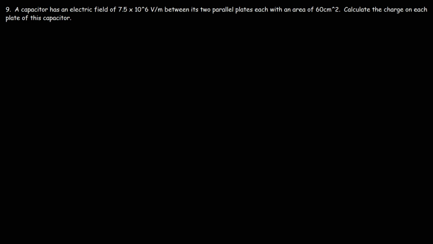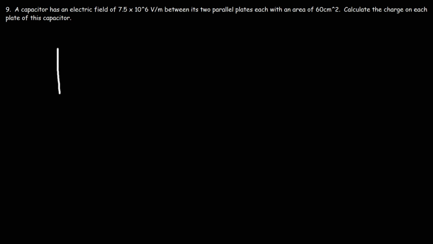A capacitor has an electric field of 7.5 times 10 to the 6 volts per meter between its two parallel plates, each with an area of 60 centimeters squared. Calculate the charge on each plate of this capacitor.